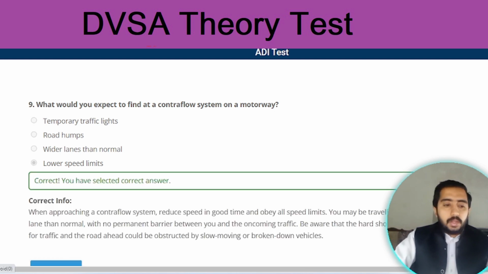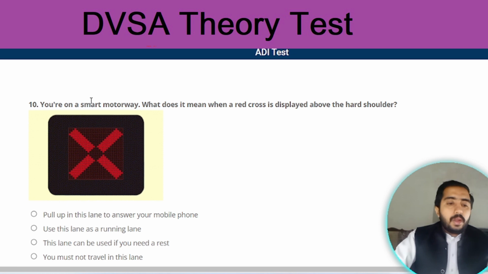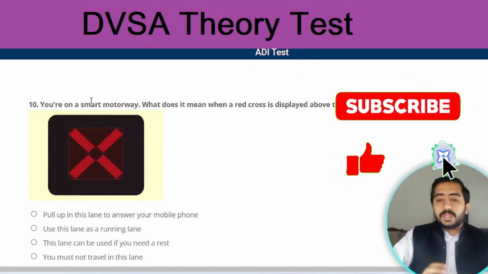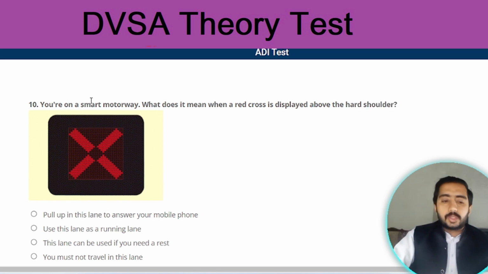Next one. Question 10. You are on a smart motorway. What does it mean when a red cross is displayed above the hard shoulder? The red cross image is given here. You can see that when it is displayed, you must not travel in this lane. Option D is the correct one.